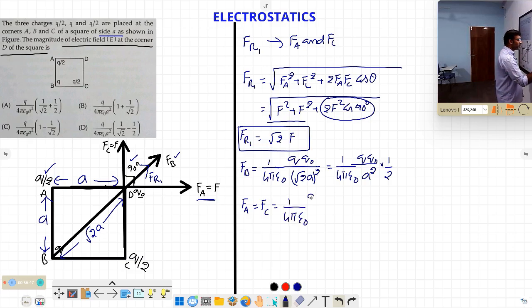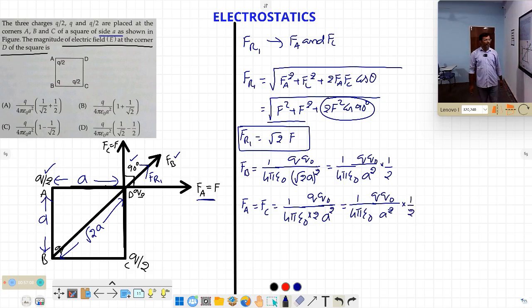One charge is Q by 2, and that 2 I am writing in the denominator. The second charge is Q naught by R square. What is the distance? A square. So it is also in the same form as above: 1 by 4 pi epsilon naught, Q naught by A square, and if you take that out, the remaining is 1 by 2.